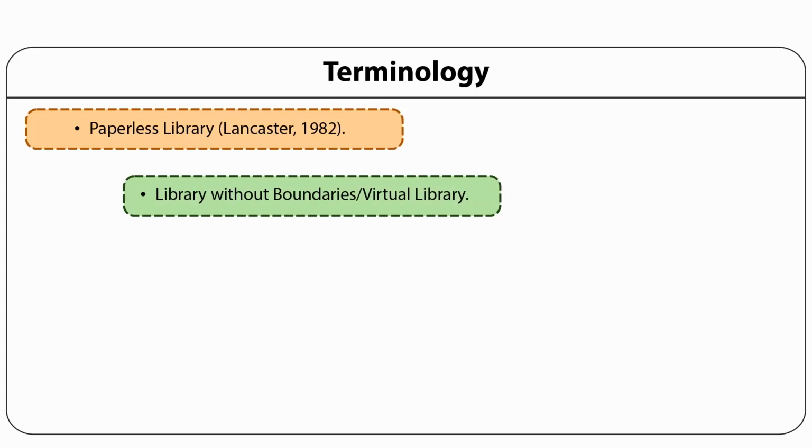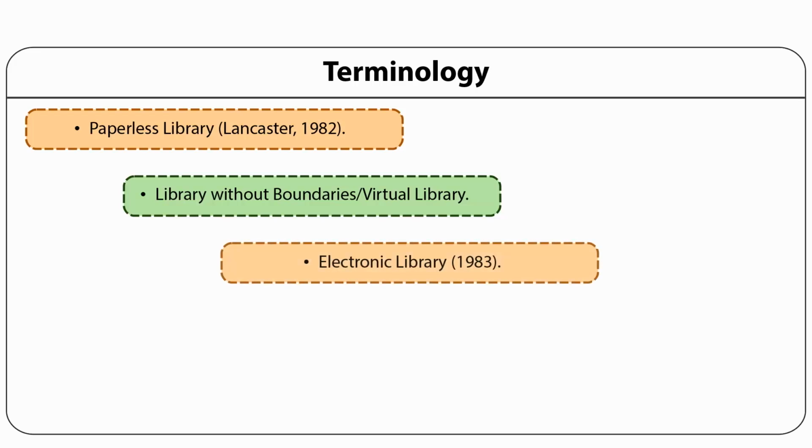Libraries without boundaries has also been used to denote the phenomenon that library resources are accessible beyond the boundaries of the library. The journal named Electronic Library was launched in 1983 by the IFLA and published by Emerald. However, it essentially referred to online access to bibliographic, factual, numerical, and referral databases. The journal Electronic Library is still published by Emerald Insight.